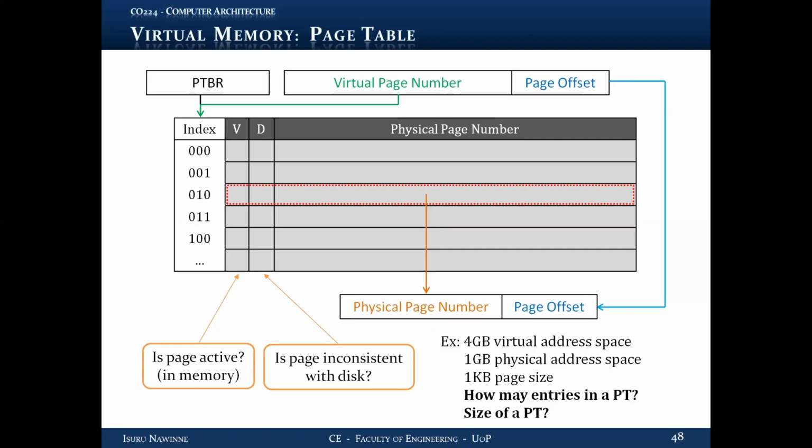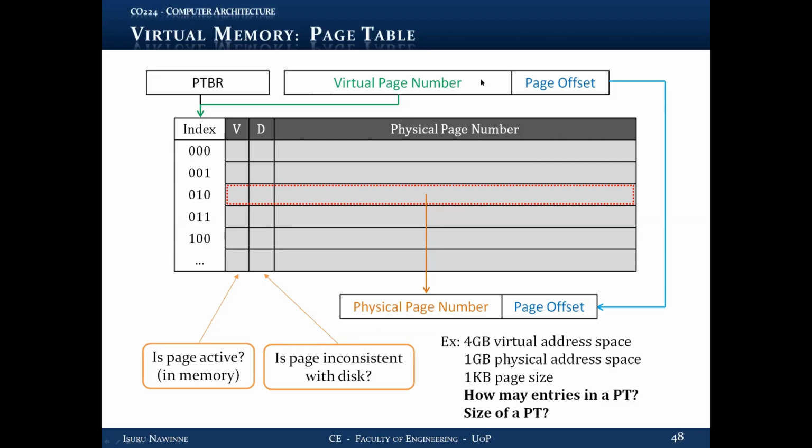2 to the power what is 1 kilobyte? That is the number of bits, 2 to the power 10, right? So you need 10 bits for the page offset if your page size is 1 kilobyte, right? If we have 1 kilobyte of data in every page, then the page offset should contain 10 bits to refer to those individual bytes, right?